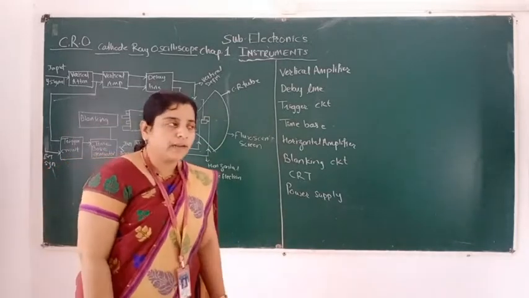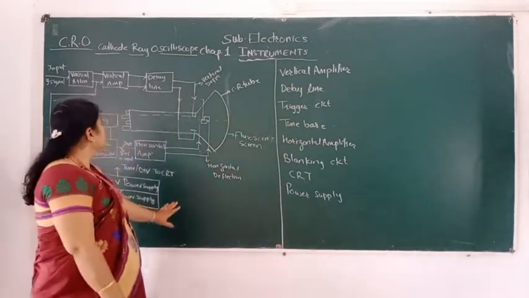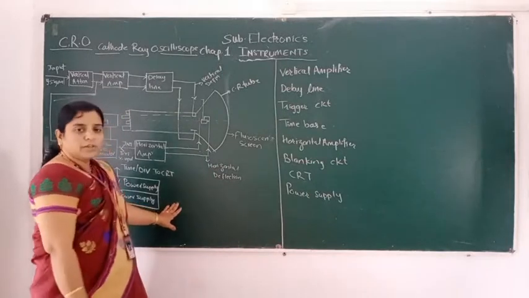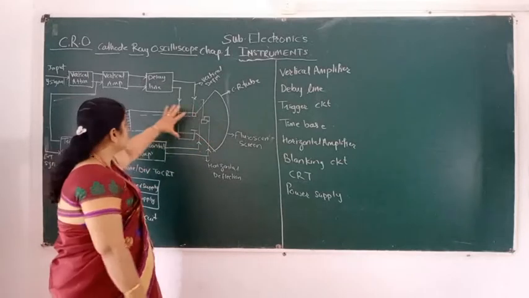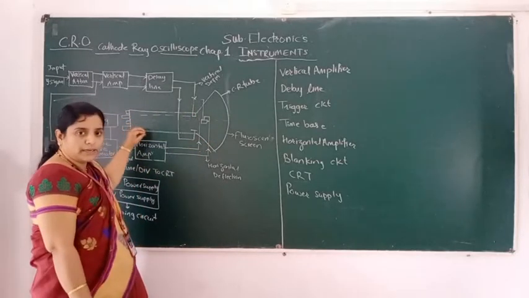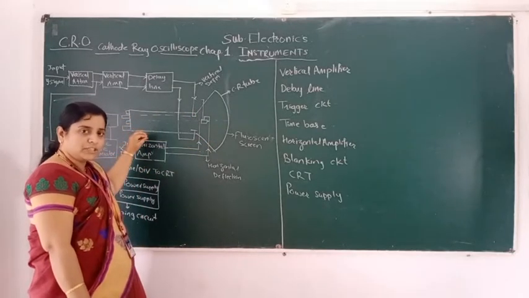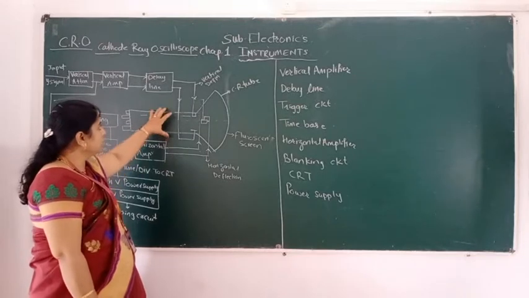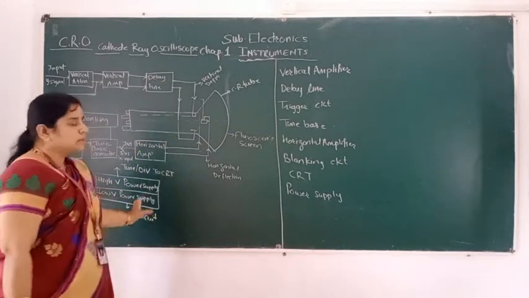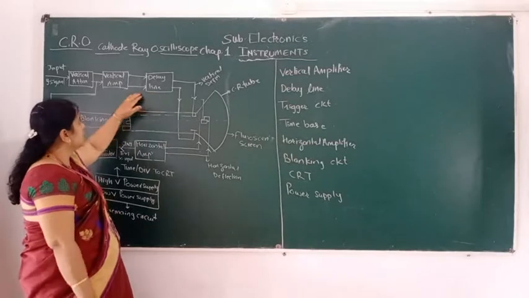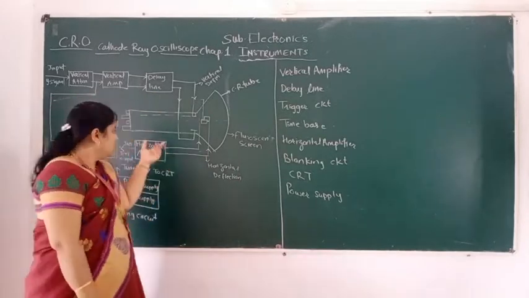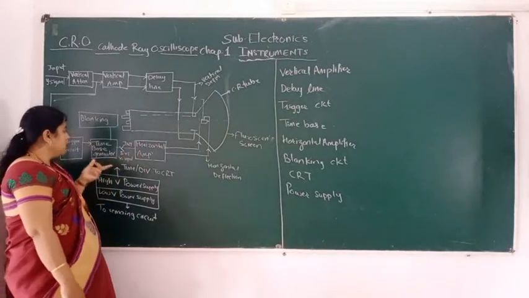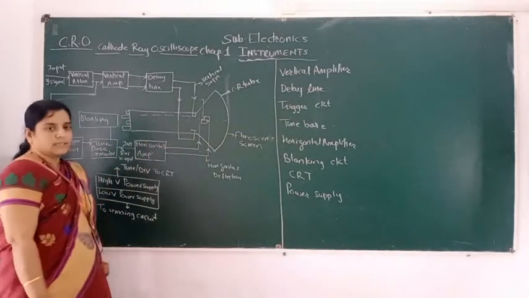So how to write the answer? First of all you have to draw the diagram very clearly. This is the CRT diagram, cathode ray tube, that we have seen in the previous lecture. So the cathode ray tube and all the blocks. On the upper side of the blocks are the delay line, vertical amplifier, and vertical attenuation, and on the lower side are the horizontal amplifier, time base, and trigger circuit.